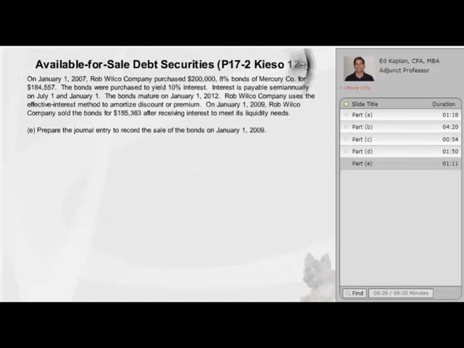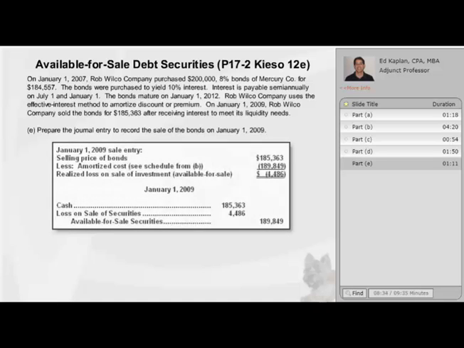And finally, we tackle Part E, which asks us to prepare the journal entry to record the sale of the bonds on January 1st, 2009. And now you see the solution there. So on January 1st, 2009, the selling price of the bonds was $185,363. That was given in the problem.